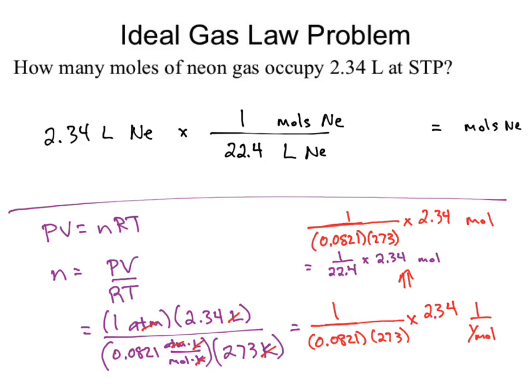We're solving for moles, so I rearranged the equation. n, our number of moles, equals PV over RT. Pressure at STP, standard pressure, is 1 atmosphere. The volume is 2.34 liters. R was 0.0821 atmospheres times liters per mole times Kelvin. Our temperature, standard temperature, is 273 Kelvin. If we take a look at our units, atmospheres cancels, liters cancels, Kelvins cancel. And I would end with a unit 1 over moles.